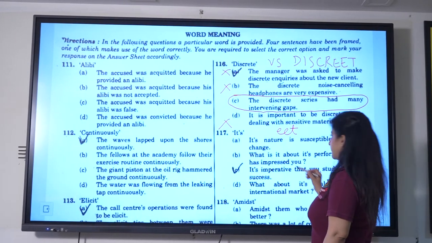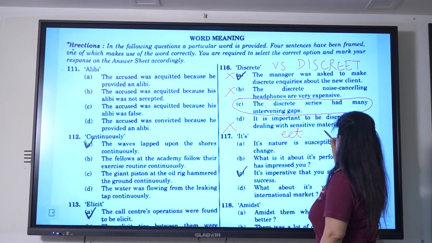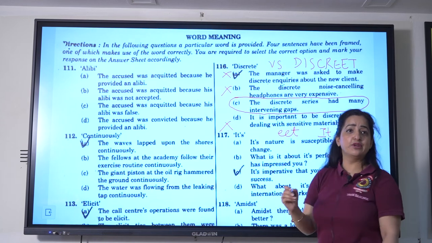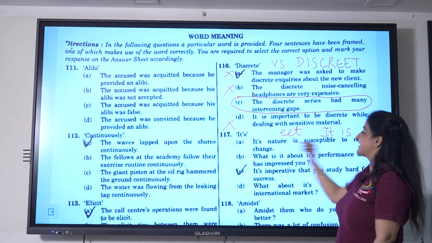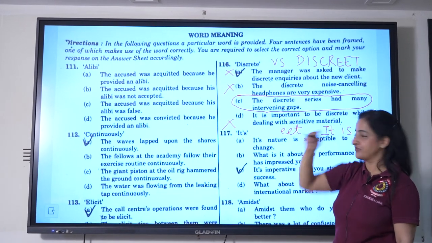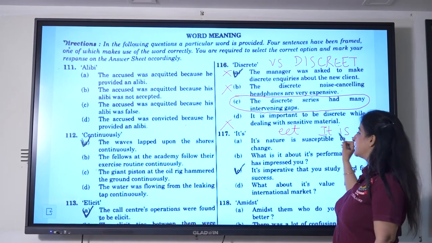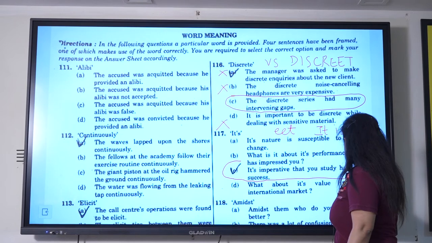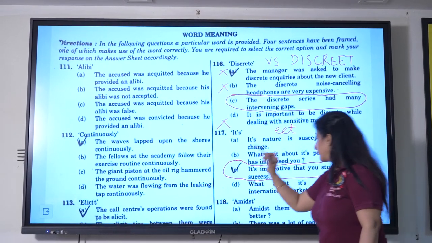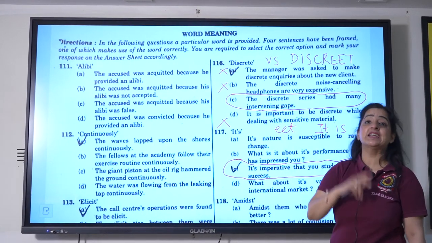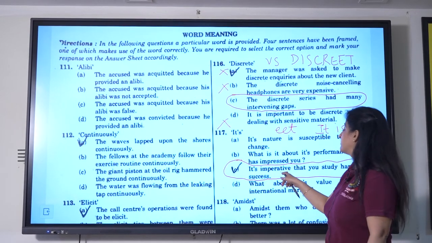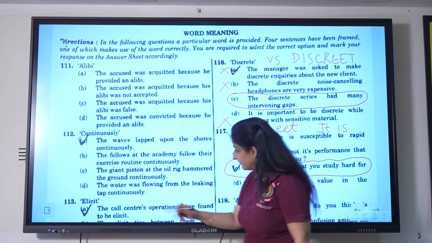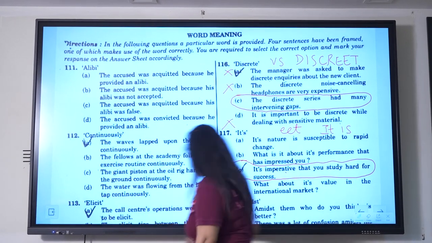It's, this one is easy, question 117. You know what is this? It's, I'm assuming all of you know. I believe you. Yes, it is. So it's an apostrophe over here. So this is equal to it is. So therefore the answer is Charlie. It's imperative means it is imperative. It is important that you study hard for success.